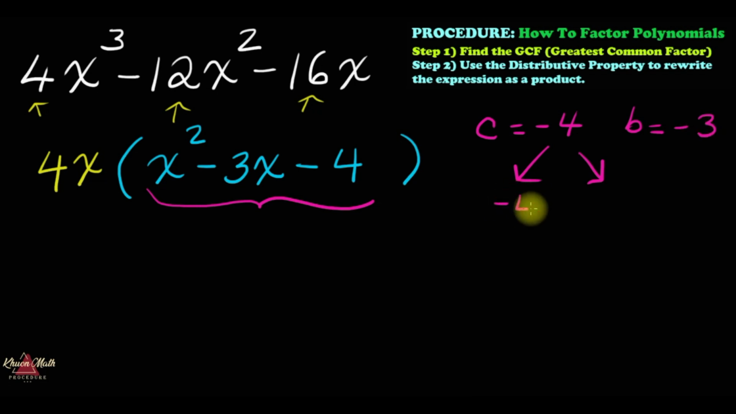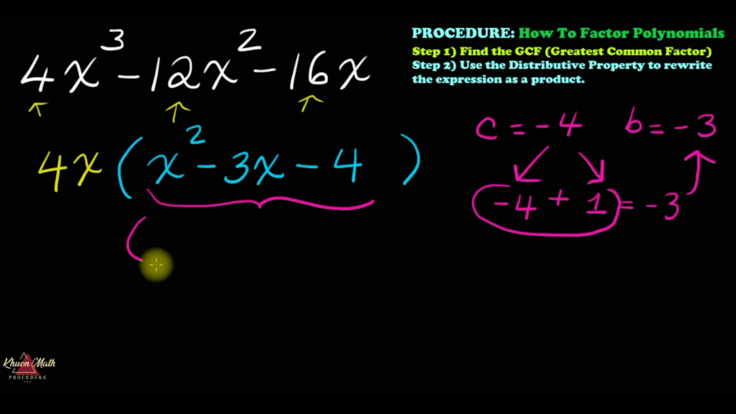Well, let's try -4 and +1. Well, -4 times +1 is -4. -4 plus +1 is -3. So that works. All right, so these are the 2 numbers that we're looking for. So now what we can do is we can rewrite this in factor form. So that would be x take away 4 and then x plus 1. And then we bring down the 4x.